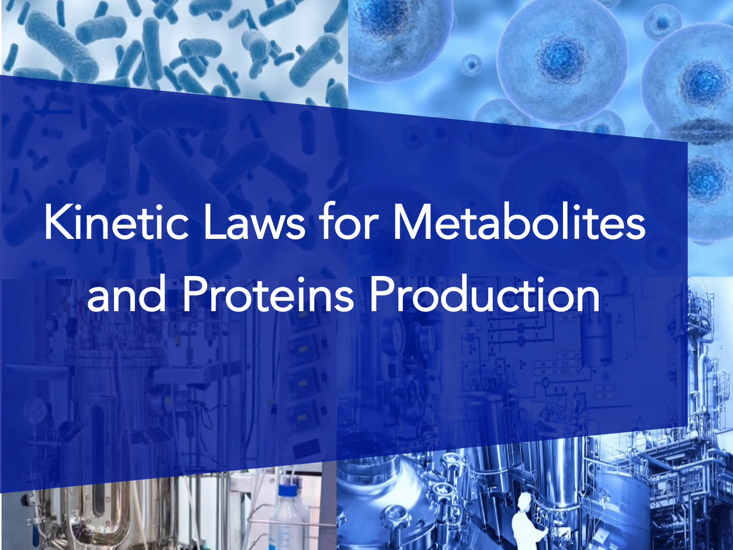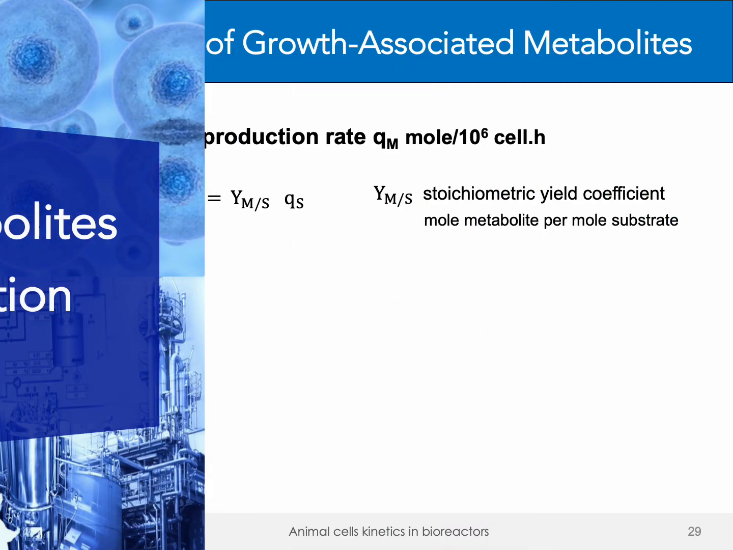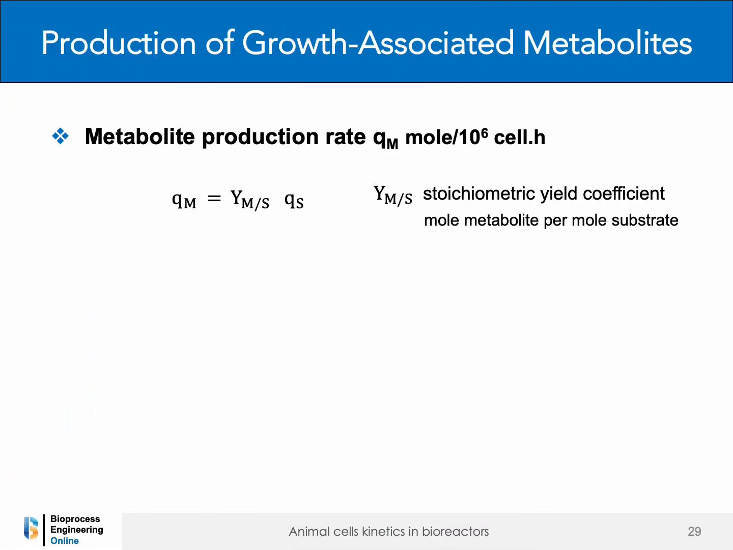In the final part of this tutorial, we will examine the kinetic laws that describe the production of metabolites and recombinant proteins during animal cell culture. The production of metabolites excreted during cell growth, such as lactate and ammonia, is closely linked to substrate consumption. The specific metabolite production rate, denoted QM, is expressed in moles of metabolite produced per million viable cells per hour. It is commonly related to the substrate consumption rate by the simple stoichiometric relationship. Qm equals Ym over S multiplied by Qs.